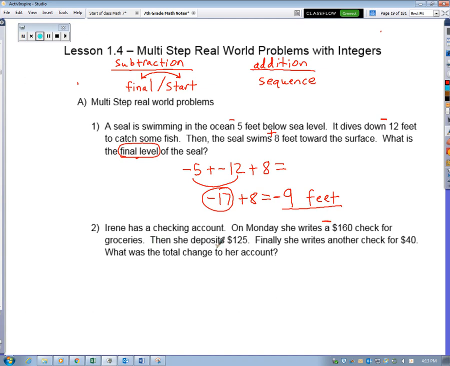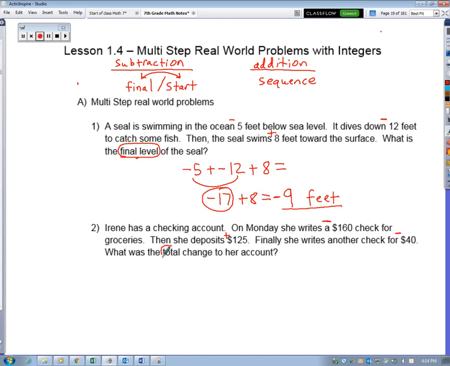Let's see what else she does. Then she deposits $125. Okay, she deposits, so that is positive. Money is going back into the account. Let's take a look at the last thing that happened. Finally, she writes another check for $40. She's writing another check. That's negative. All right. What was the total change to her account?